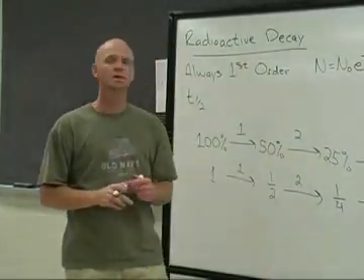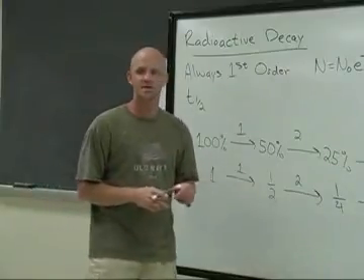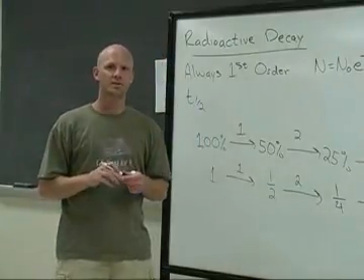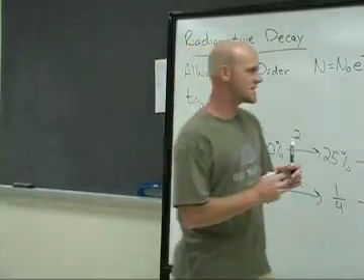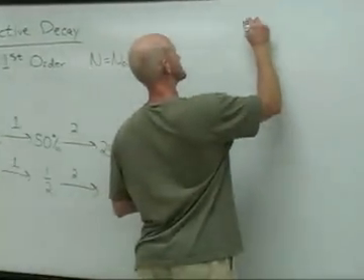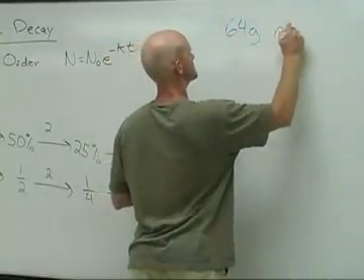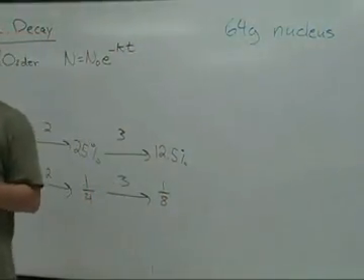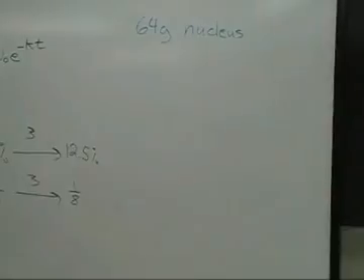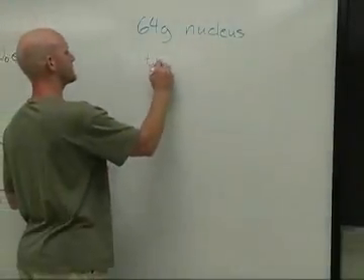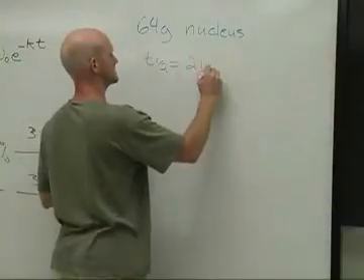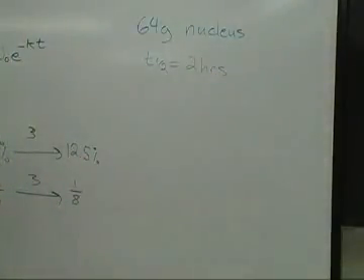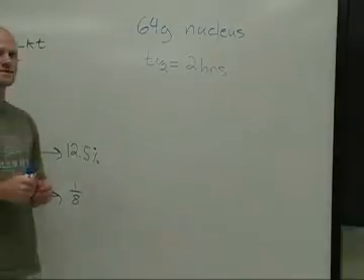They could give you an actual mass of some radioactive nuclide. Let's say I told you that you start with 64 grams of some particular radioactive isotope, and I tell you that the half-life is equal to 2 hours. The question might be: how much would you have left after 10 hours?